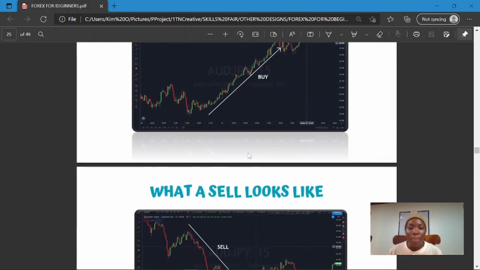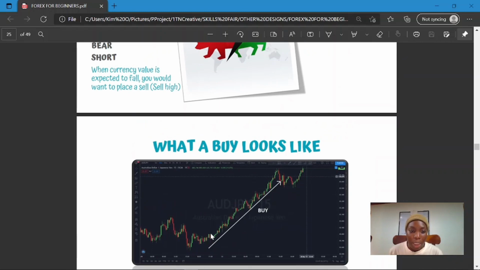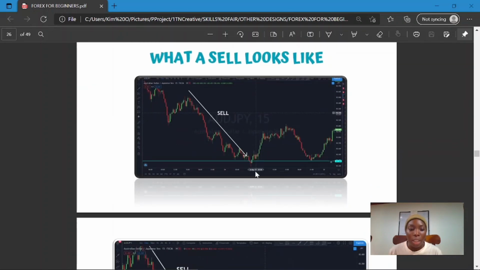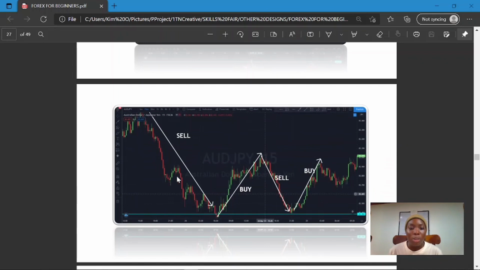Alright, so this is what a buy looks like. This is a market that has made upward movement, and this is what a sell looks like. A market that has made downward movement. So this is a combination of buys and sells, downward, upward, downward, upward. This is a combination of the bearish markets and the bullish markets. Bearish market, bullish markets, bearish, bullish. You get the point. Now these things that you are seeing on the chart are called candlesticks. In the next video we are going to talk about them, we are going to deal with them directly.